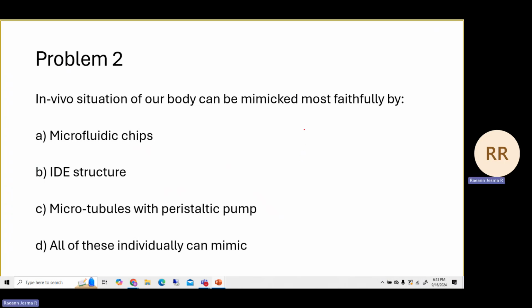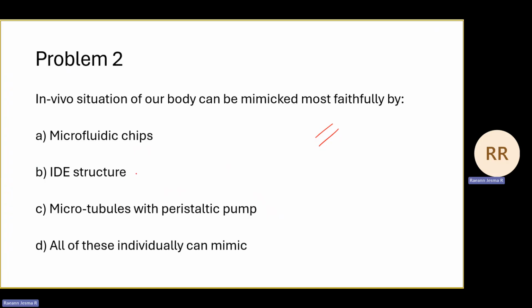Okay, let's say we are administering drugs into our body. The drugs will get absorbed in the bloodstream and it will flow. And also it will react with various cell components present in the blood. So we need something that will mimic the flow of the blood.